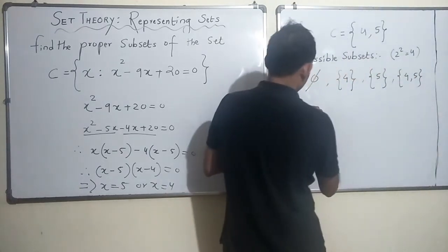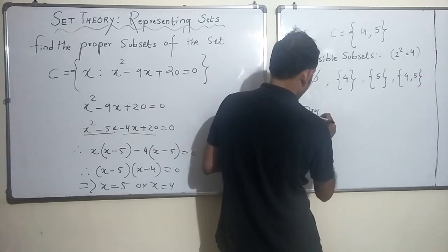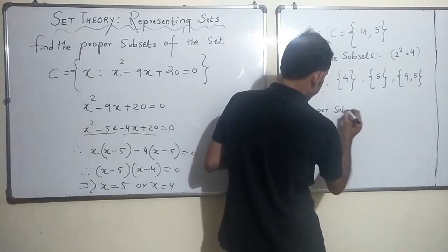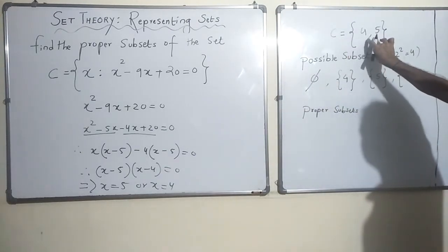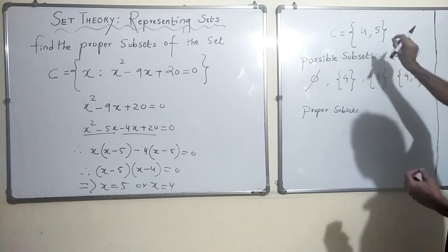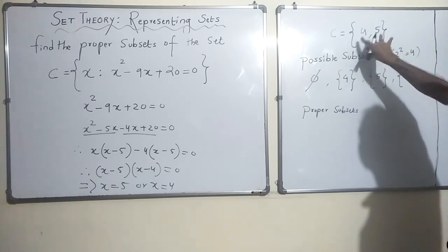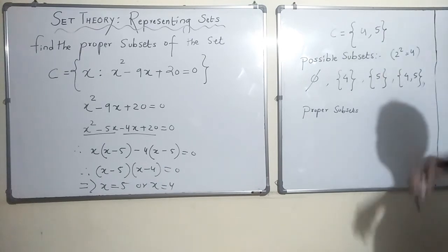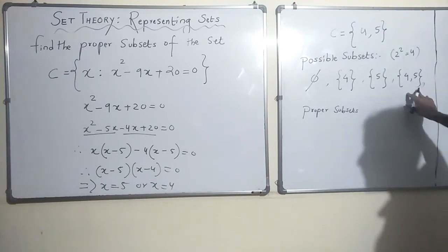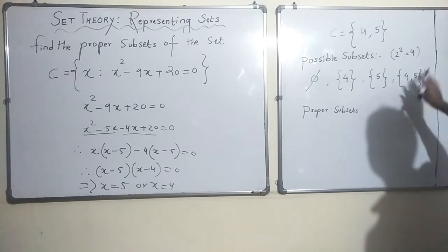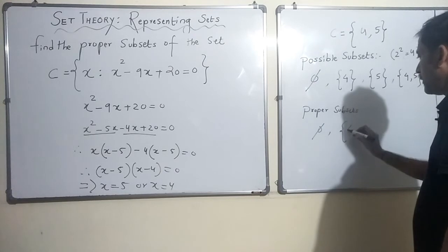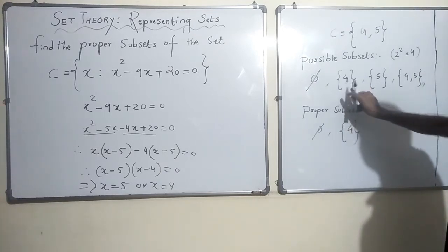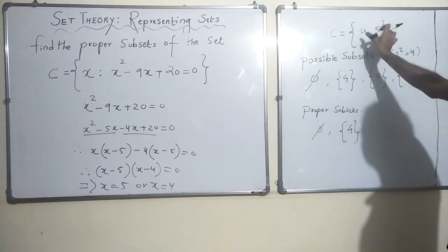Now, proper subsets are those subsets. Proper subsets of C would be those sets which have at least one element less than this. So this is same as this, so this cannot be included in the proper subset. See, the empty set is one, and 4, all the elements of this set are in this, plus this has some more.